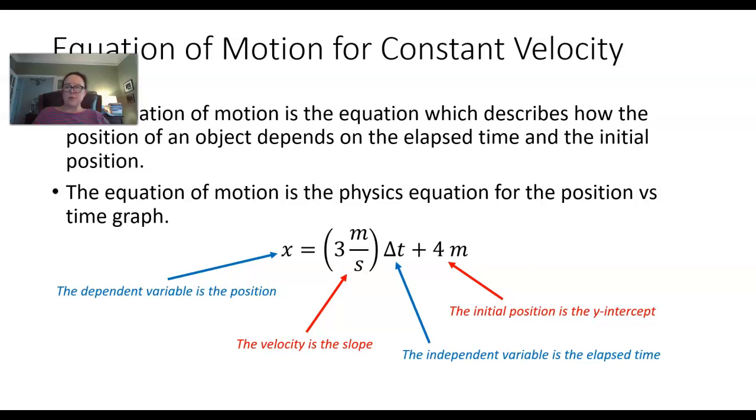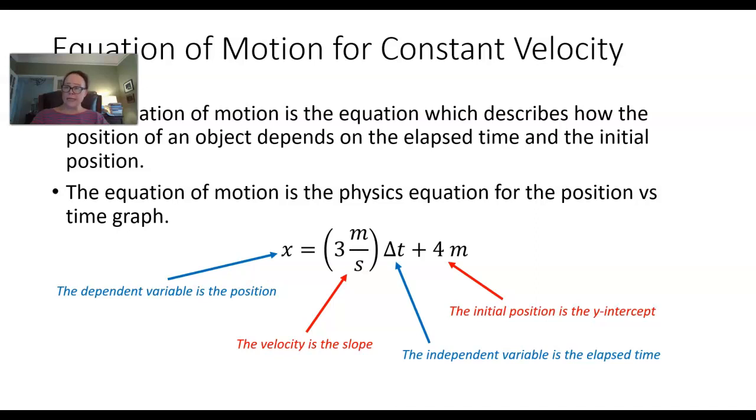And just as an example, here is one of that type of equation where we have x, that's the dependent variable, x means position. x equals, in parentheses, we have the slope, which is telling us the velocity. So in my example, that's 3 meters per second. That velocity is multiplied by delta t. Delta t is the independent variable. That means the elapsed time, plus 4 meters. In this case, 4 meters would be the initial position, or the y-intercept of the position versus time graph.